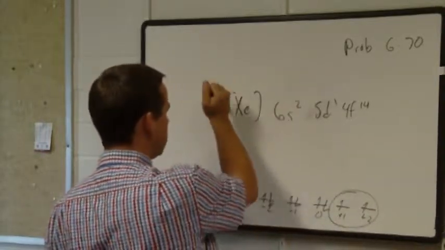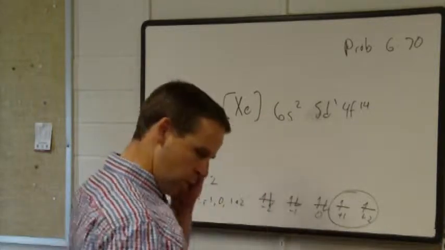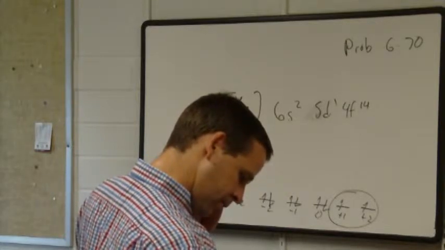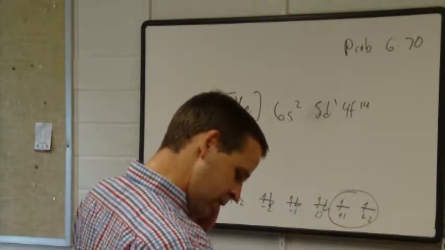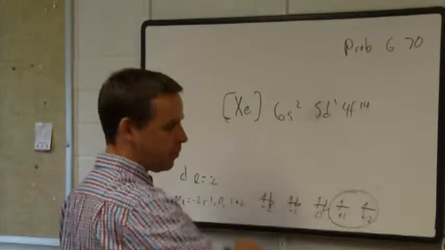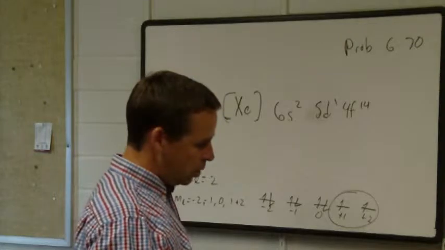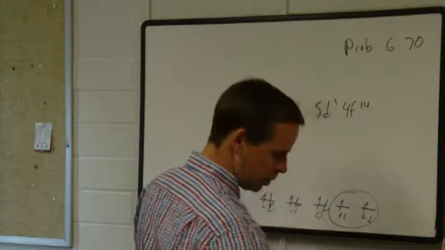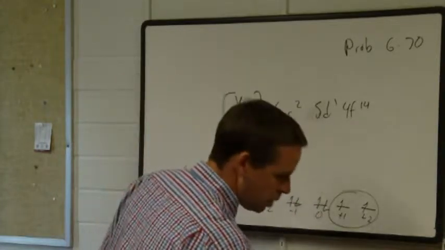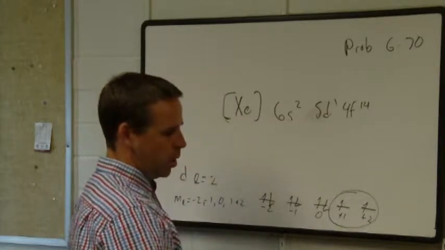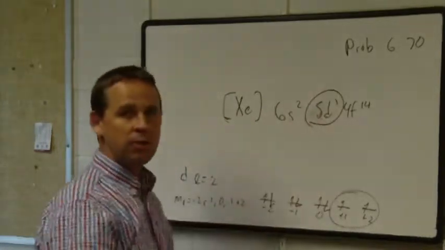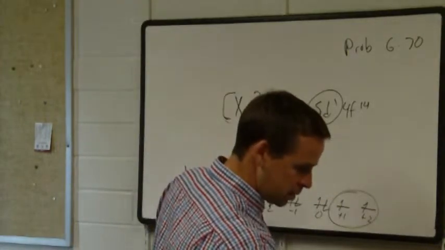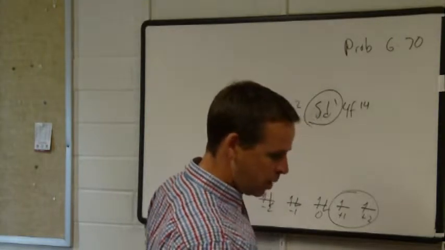So the xenon is the core still, 6s2, 5d1, that's the lanthanum, and then 4f14. So how many unpaired electrons are there here? That one there should have only one unpaired electron, which is that 5d1, which is unpaired. All right, so that is number 10, the 10th problem that we had.